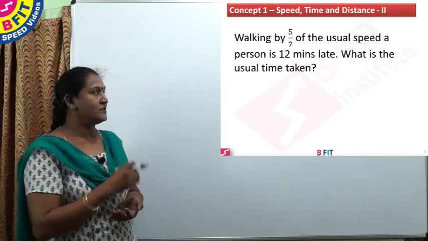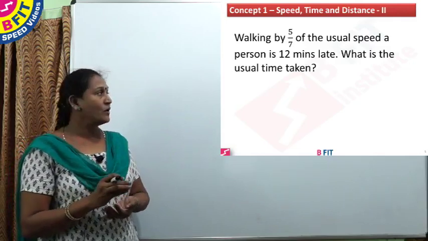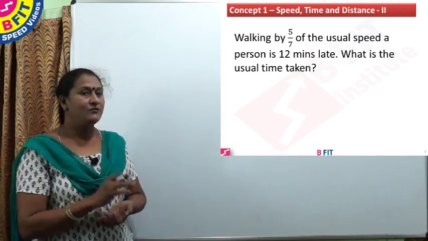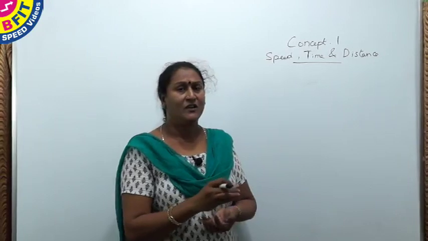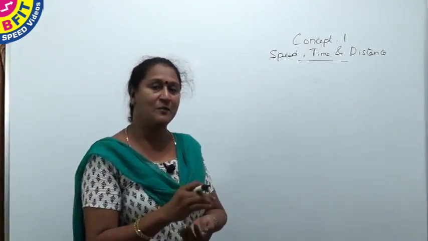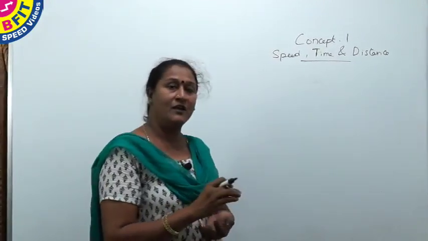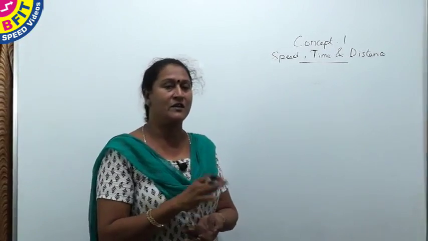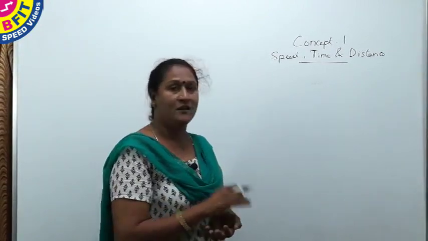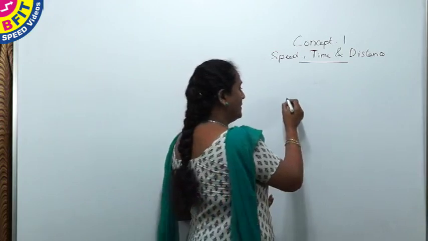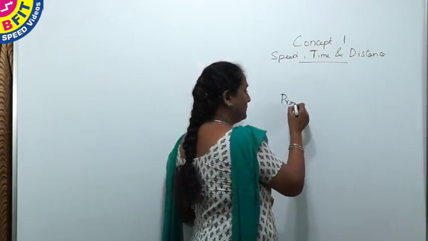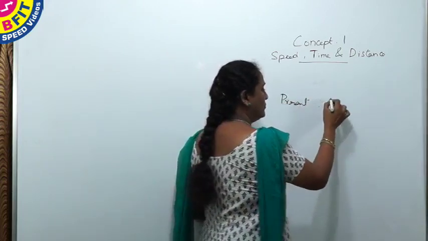On this concept, you are asked to find the usual time taken. So we'll see the working. Here the speed is 5/7 of the usual speed. When he was taking 7 parts, the present speed is now 5 parts. So we'll write the ratio of speed, that is present to usual.